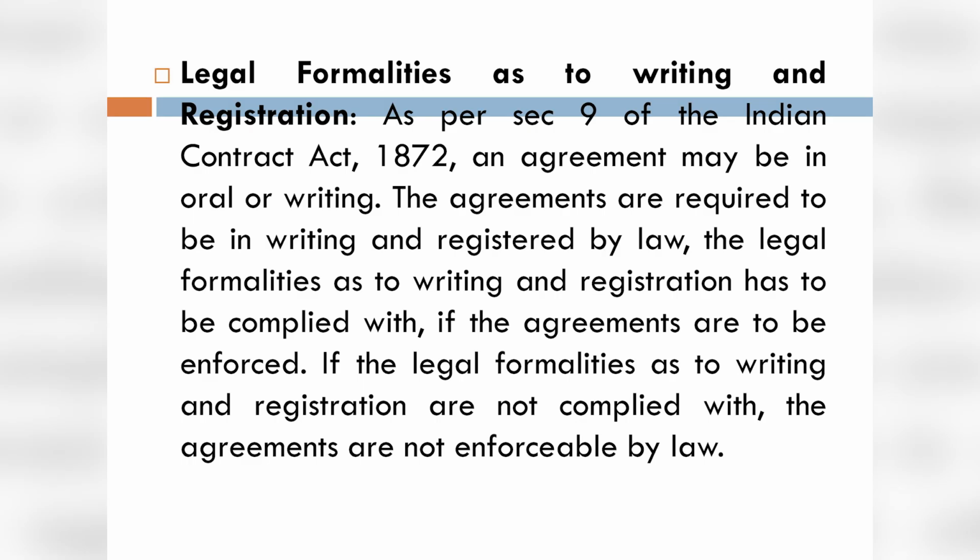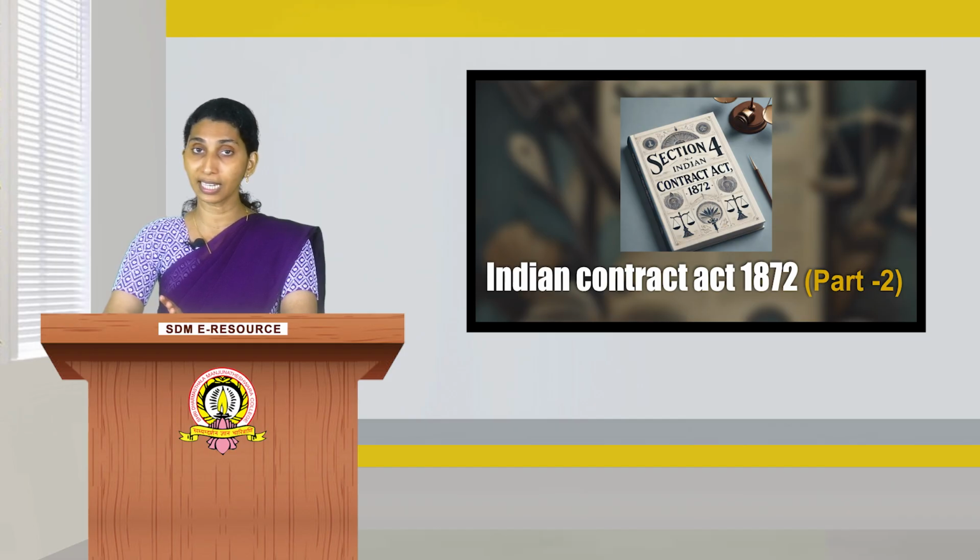The last one is legal formalities as to writing and registration. As per Section 9 of the Indian Contract Act 1872, an agreement may be oral or in writing. Some agreements are required by law to be in writing and registered. The legal formalities as to writing and registration have to be complied with if the agreements are to be enforced. If they are not complied with, then the agreements are not enforceable by law.